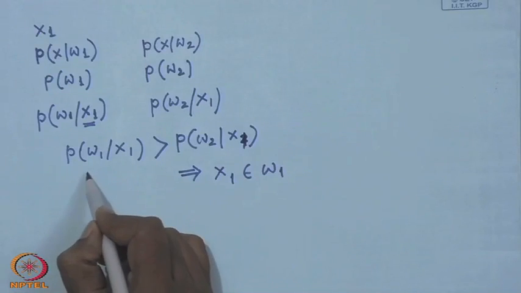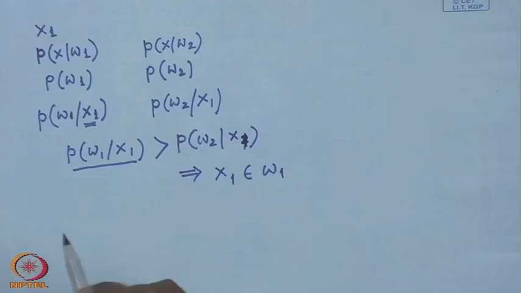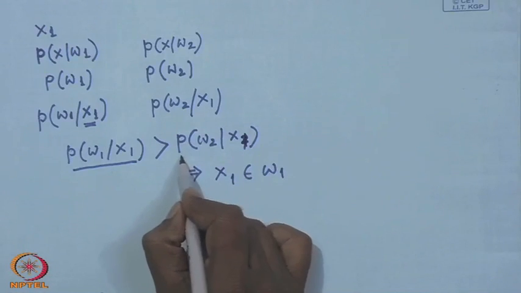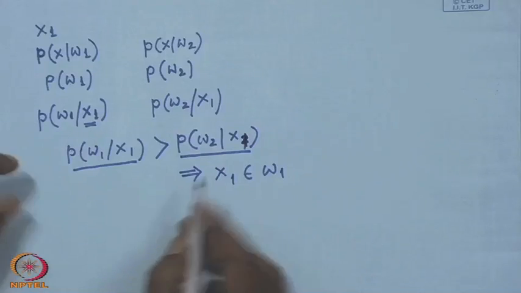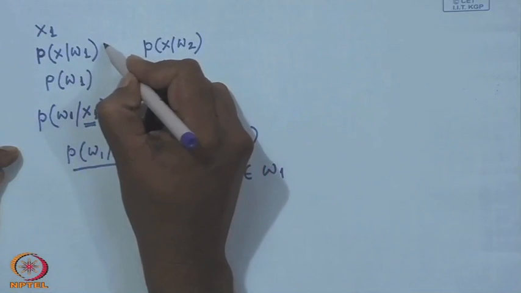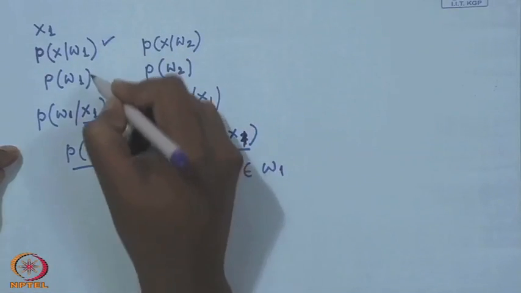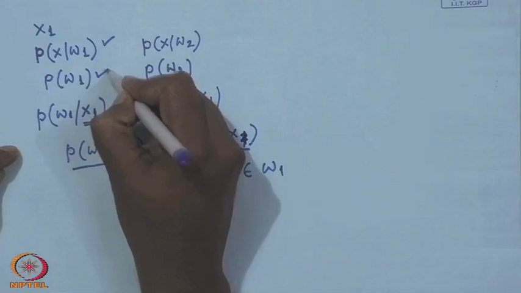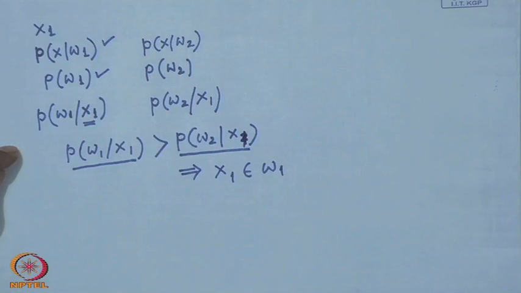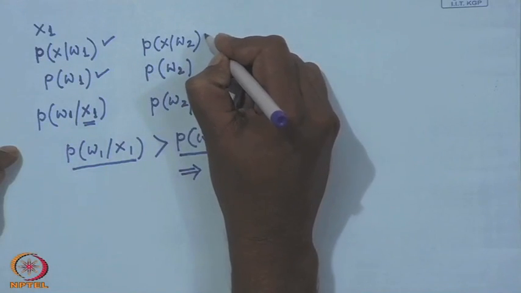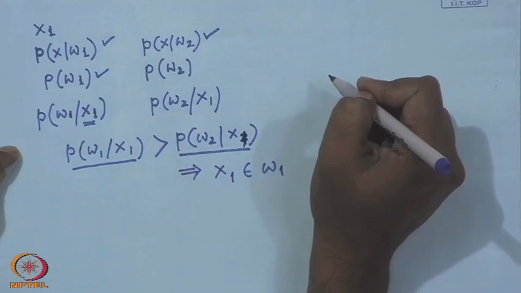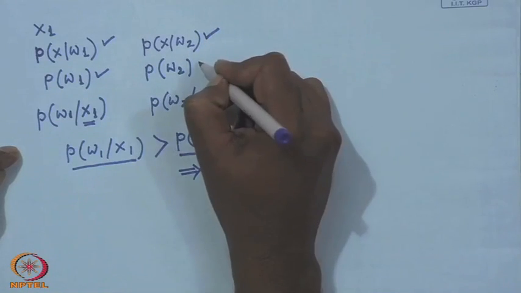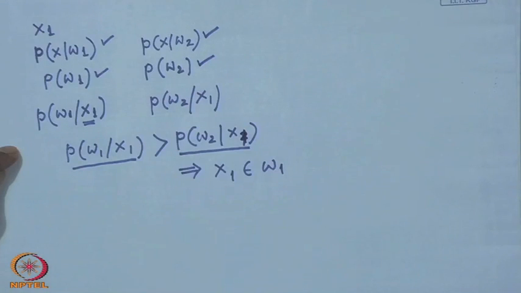When I compute p of omega 1 given x 1 or p of omega 2 given x 1, we use the Bayes rule, as I know p of x given omega 1 and I know the a priori probability p of omega 1. Similarly, I know the class conditional probability density function p of x given omega 2, and I also know p of omega 2, which is the a priori probability.